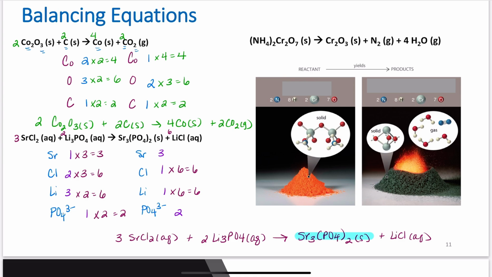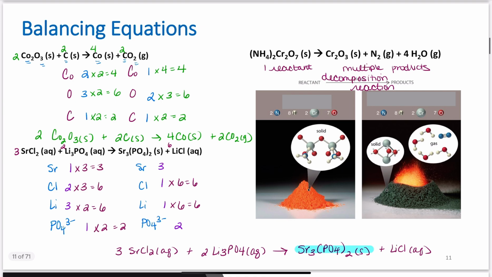I have ammonium dichromate, and it's decomposing. So when you have just one reactant going to products, it's called a decomposition reaction. It's decomposing to form something. So the ammonium dichromate is forming chromium 3 oxide, nitrogen gas, and water vapor. But if I look here, it's actually balanced. And that's what's going to happen with a decomposition reaction. If you just have one reactant making the product, it can't make more than it already had.